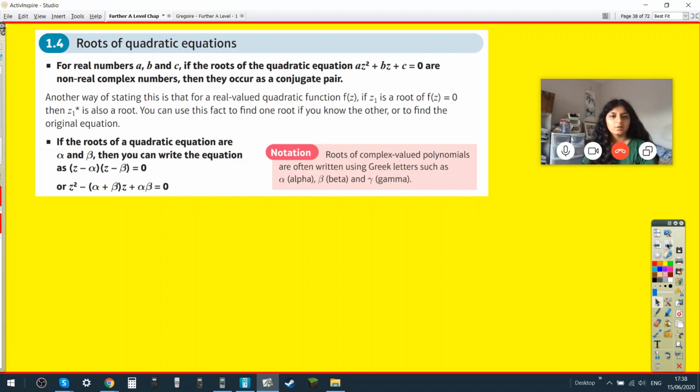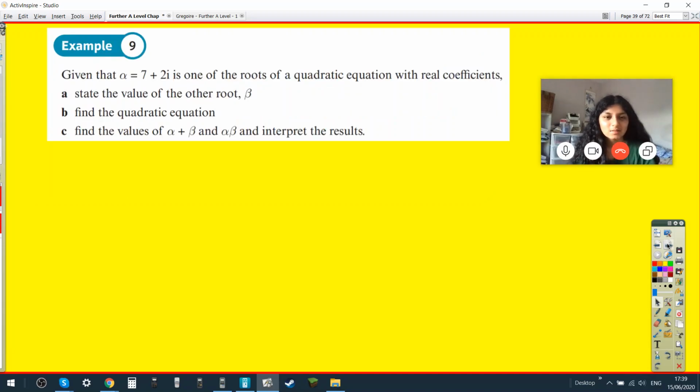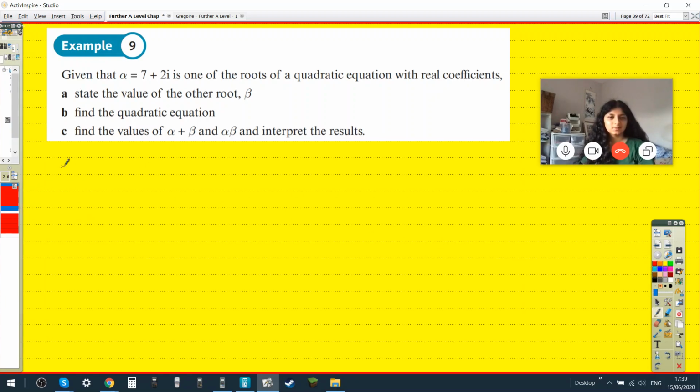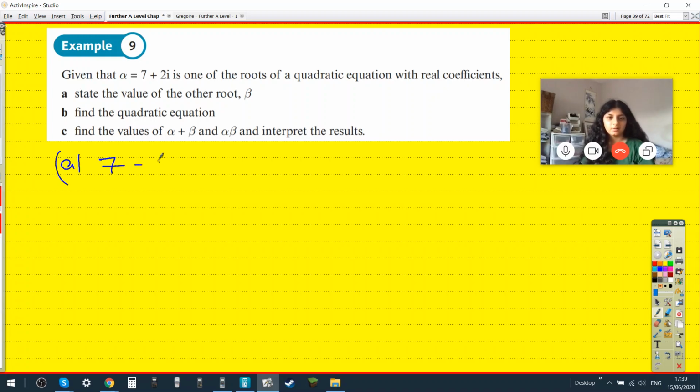Okay. Wait, are they conjugate pairs or not? Conjugate pair, yeah. For real numbers, if the roots... I just got confused because they wrote minus alpha and minus the other one. So I'm confused. But they are conjugate pairs. Okay. So it's just 7 minus 2i. What is b? Find the quadratic equation. Oh. Wait. Can you go back to the bit before?